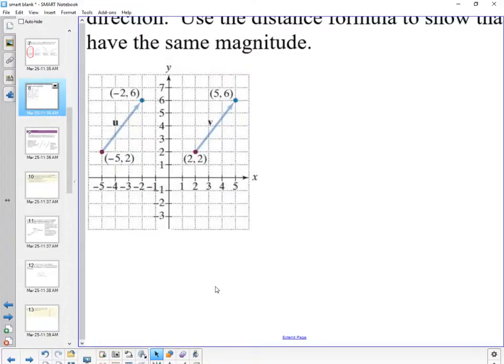Well, are they going the same direction? Yes. And do they have the same magnitude? Yes. How do you know they have the same magnitude? They have the same slope. Because they look the same? Let's figure the direction first, okay?